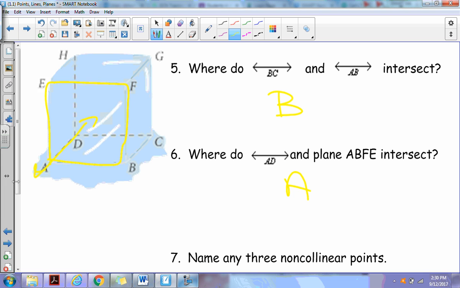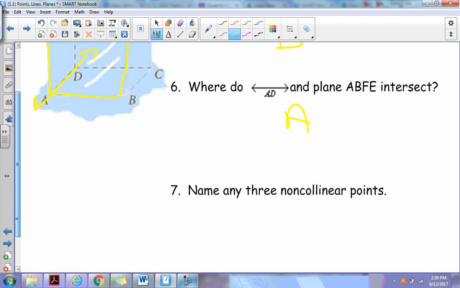Name any three non-collinear points. A, G, H. A, G, and H, sure. Anybody else want to add one? G, C, F. Okay. Any questions, guys?